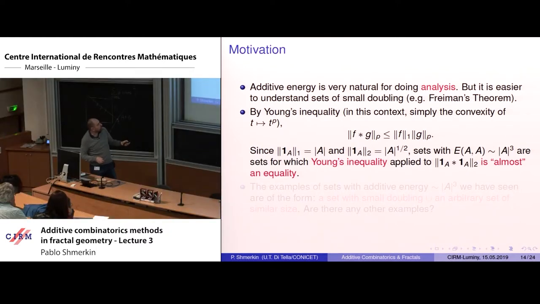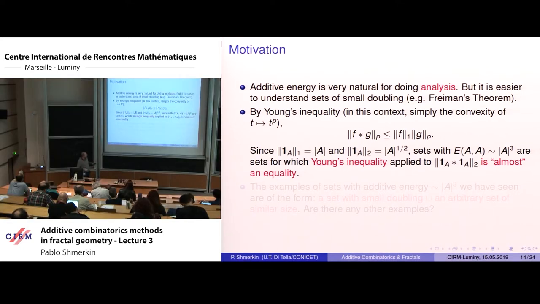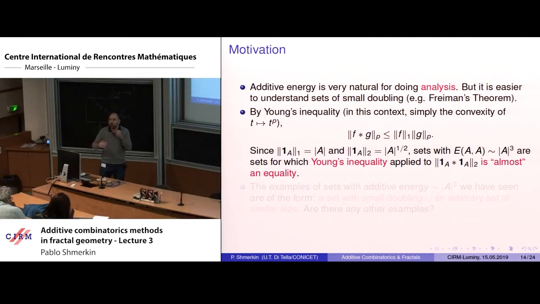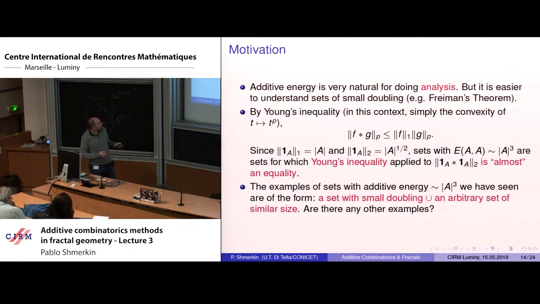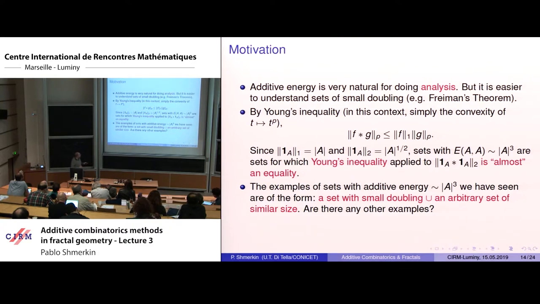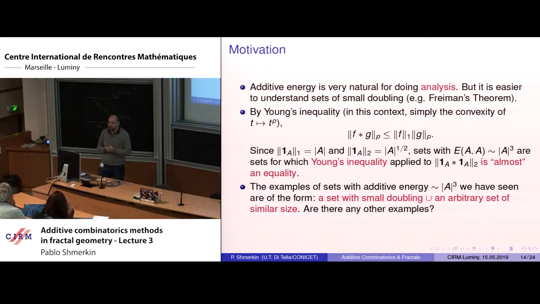So you expect the convolution to have smaller L2 norms. But if you're convolving the indicator function of A with itself, and you're in the range where the additive energy is almost maximal, another way of thinking about this, which is related to the general question I posed earlier, is that there is almost no gain in smoothness. It is equivalent to say that there is almost no gain in L2 smoothness when you convolve the indicator of A with itself. So we have seen that this happens. If you start with a set of small doubling, and then you take the union with anything else, a random set, which could be absolutely anything, of more or less comparable size.